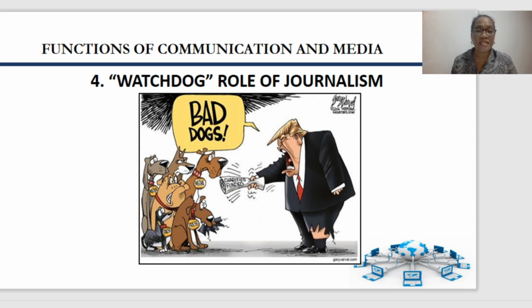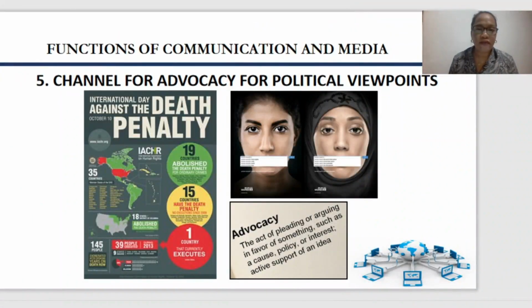So journalism should watch over the security of the people, should watch over the interests of the people, whatever is the goodness of the people. And fifth, communication and media serves as the channel for advocacy for political viewpoints. So that's why you could see a lot of rants in social media about political viewpoints. So we are given the freedom of expression to refute or agree with a particular political viewpoint.